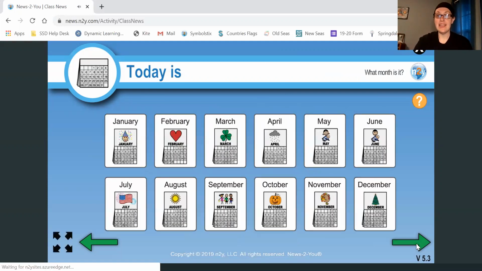Okay. Again, four is our magic number today. It is the fourth month of the year. So let's say them together. January, February, March, April. Four, April.